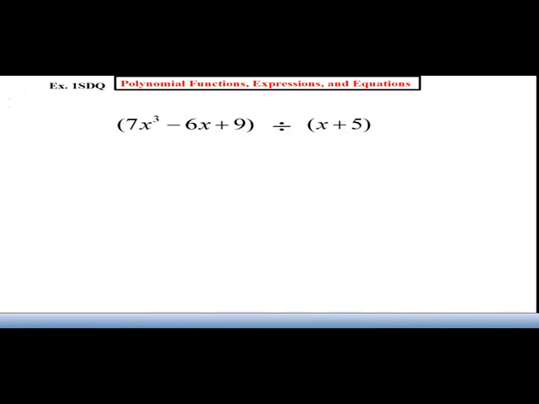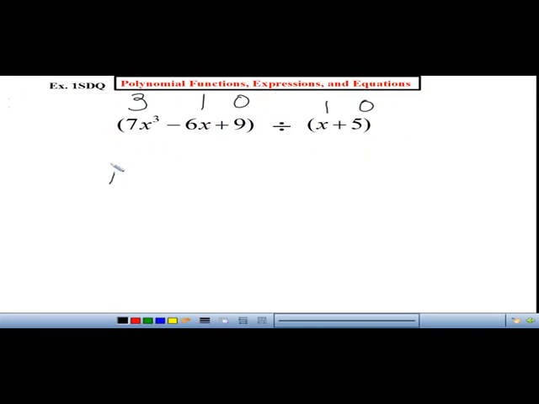So once again, first thing we check is standard form. This is 3rd degree. This is 1st degree. This is 0 degree. Standard form, yes. Okay, pay attention, please.